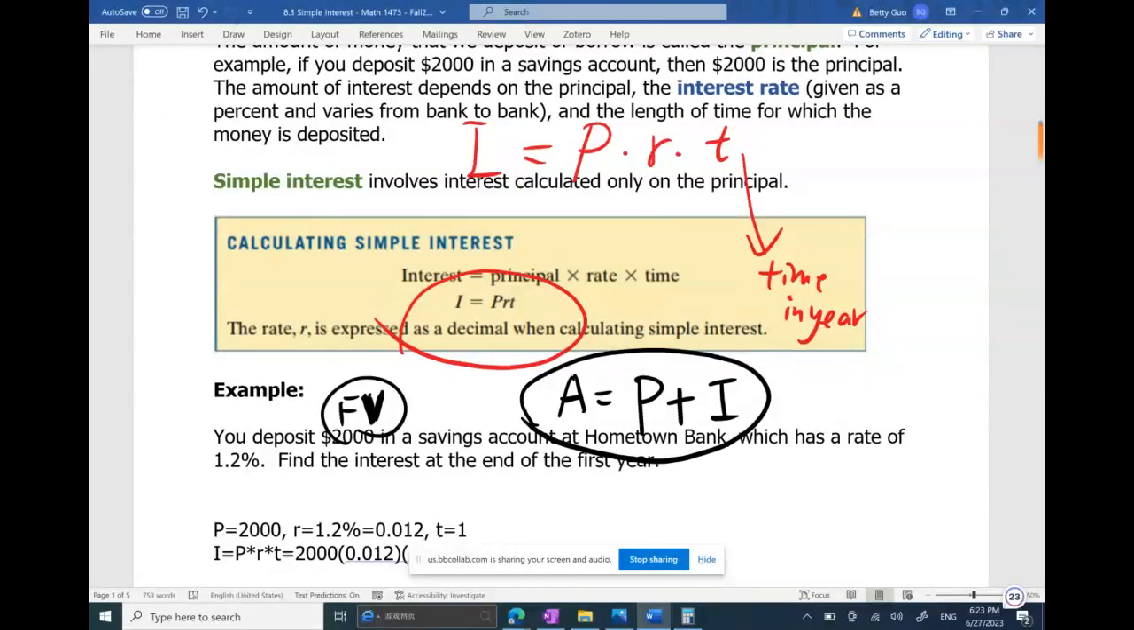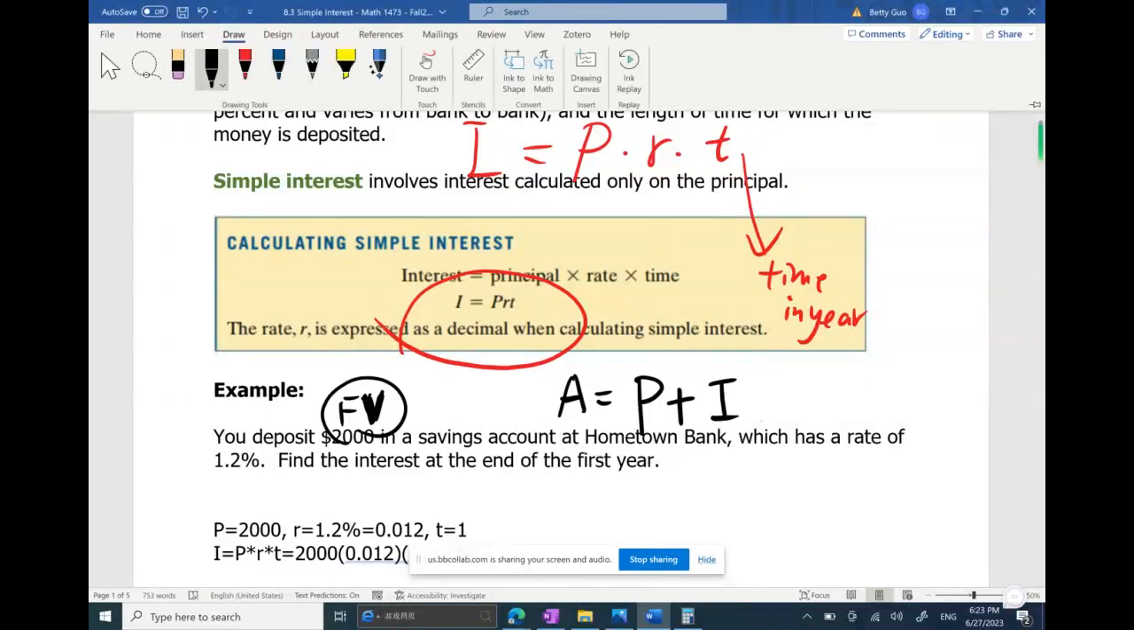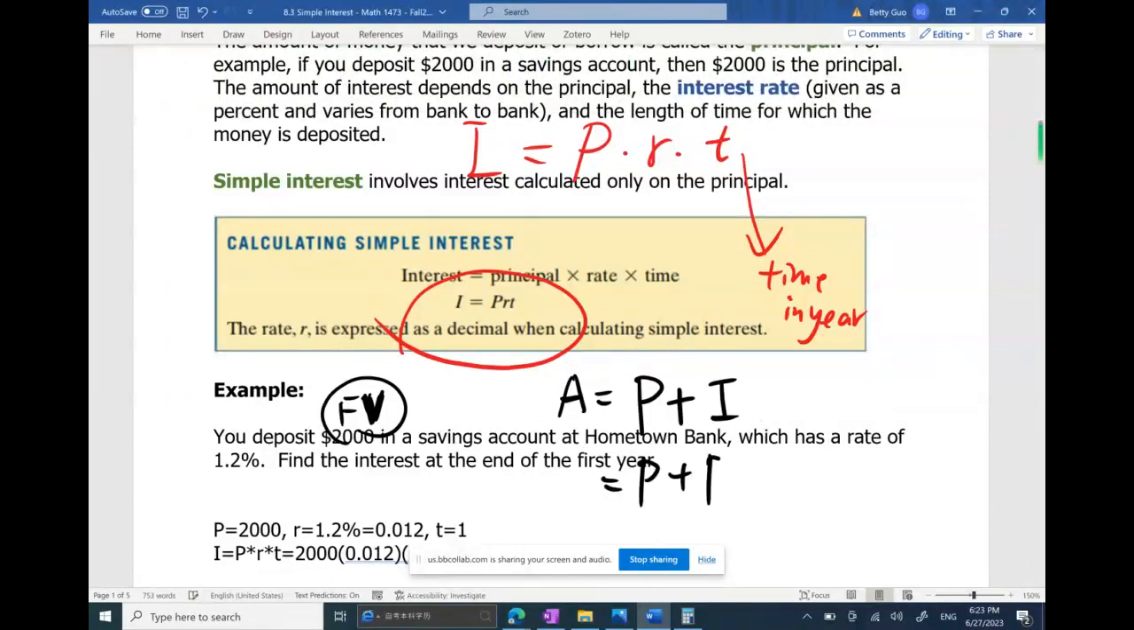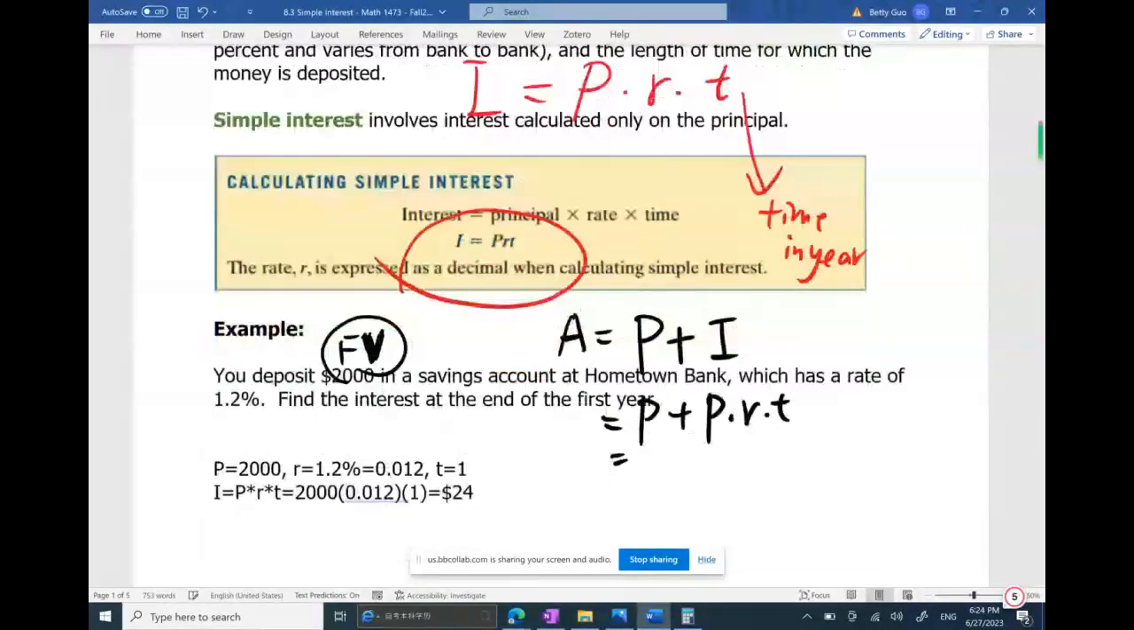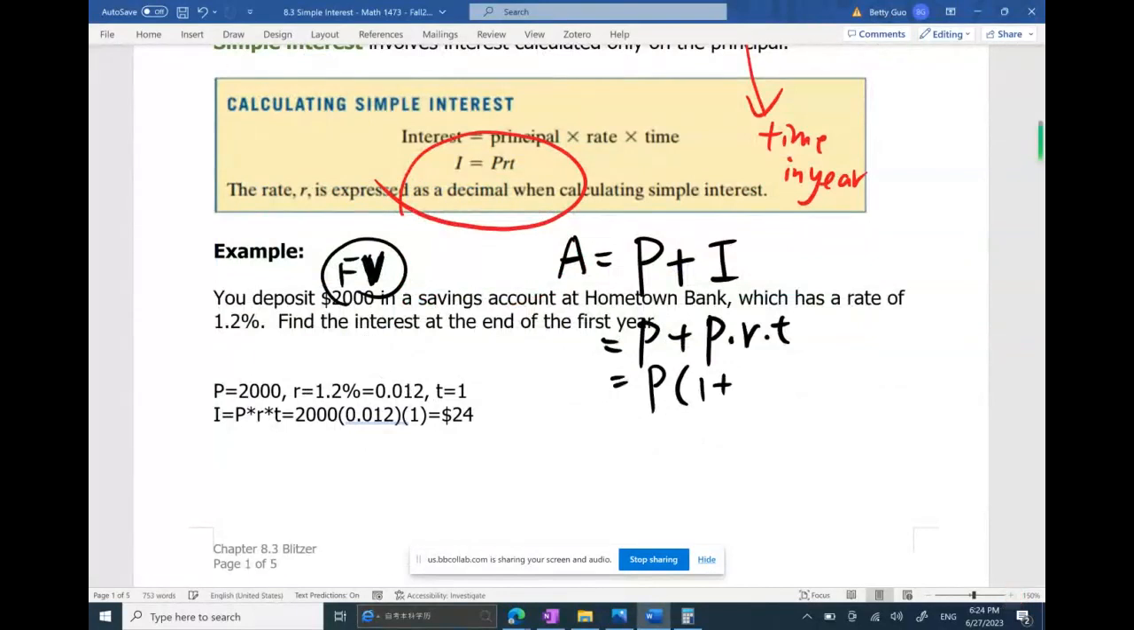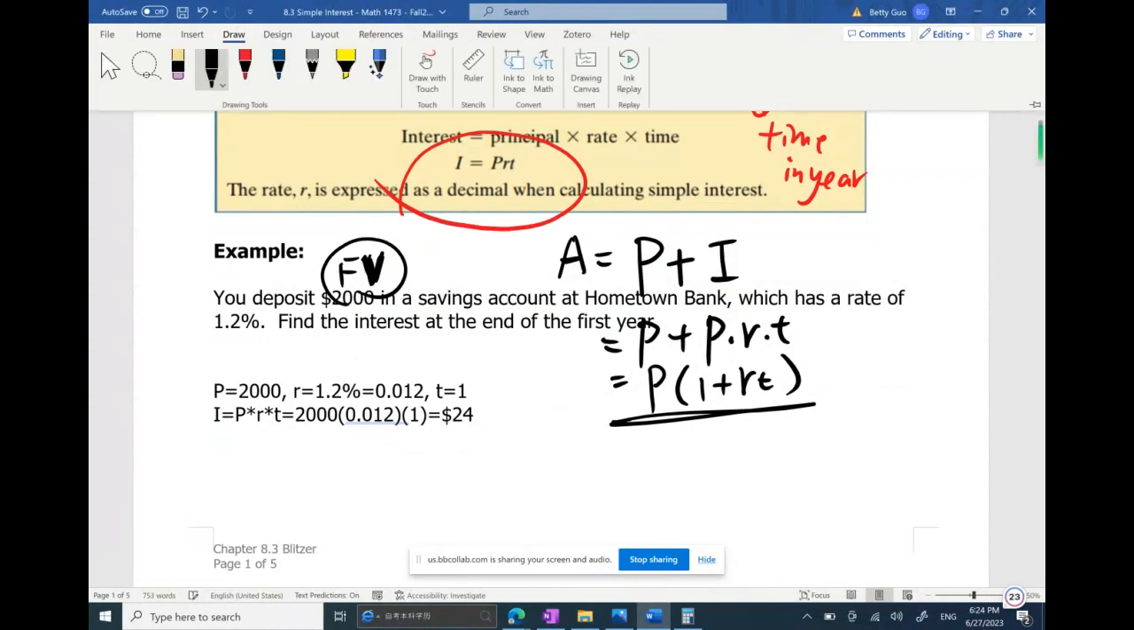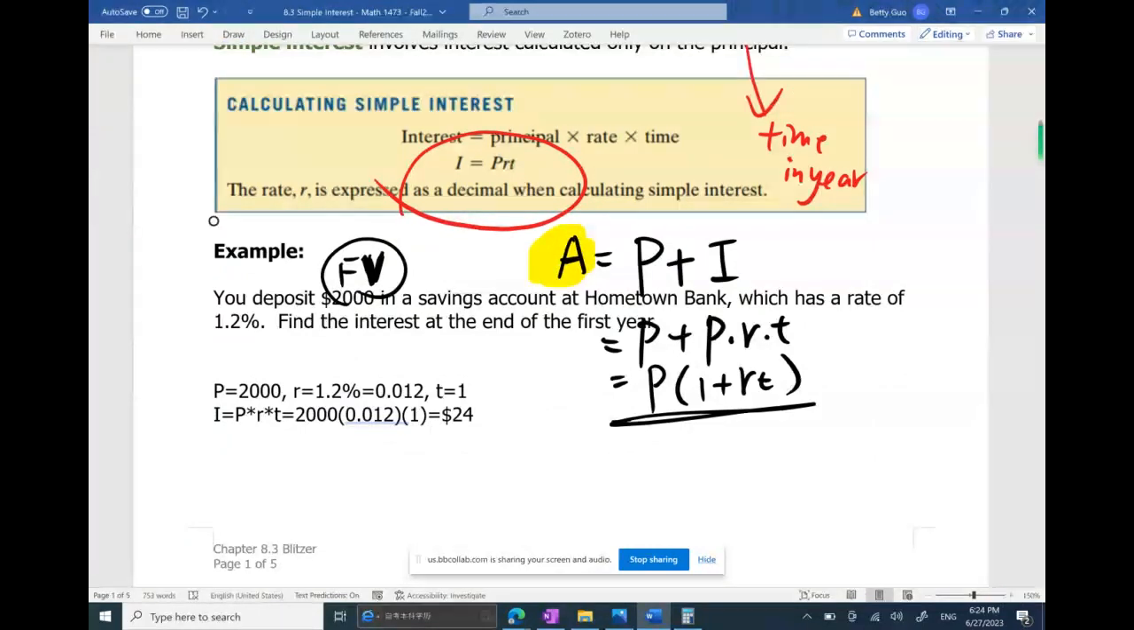If you don't mind remembering more, then we plug in I equals P times R times T, and then factor P out. In the parentheses, we have 1 plus R times T. You can remember this formula, but you really don't have to. All you need to do is understand that the future value of your loan is the sum of your principal and the interest. That makes perfect sense, right?